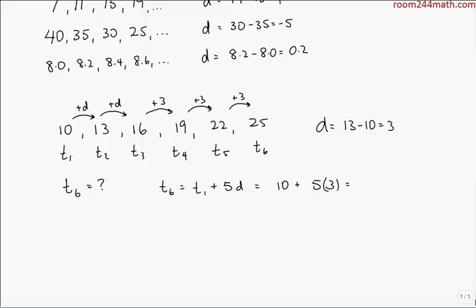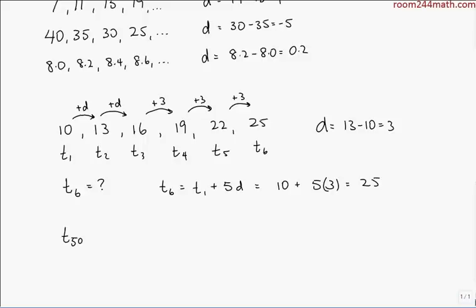5 common differences, 5 times 3 gives you 10 plus 15. Sure enough, we get T6, which is 25. Now, just adding the common difference and generating new terms is fine if you only have to go a couple of terms. But let's say we were looking for the 50th term of this sequence, T50.